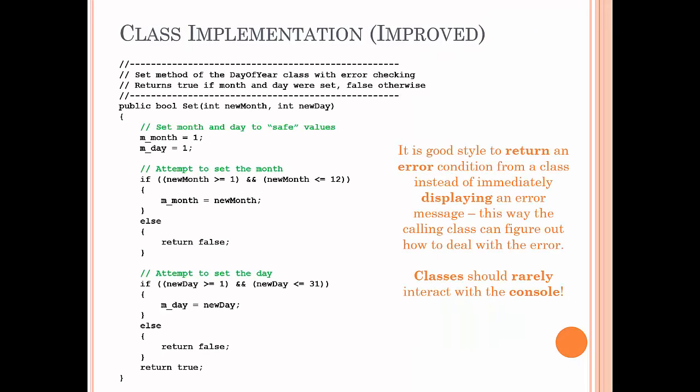Here's an improved version of the set method that checks the month and the day are both between the appropriate range before setting them. If one or both are invalid, this method returns false and sets them to a safe value. This is a good coding style to adopt, as classes should rarely interact with the console, as that limits their reusability for graphical applications. One of the constructors relies on this method to set the object to a safe value, so we have to make sure that the month and day are set to safe values before we exit.